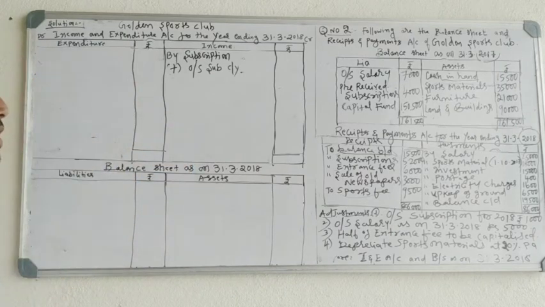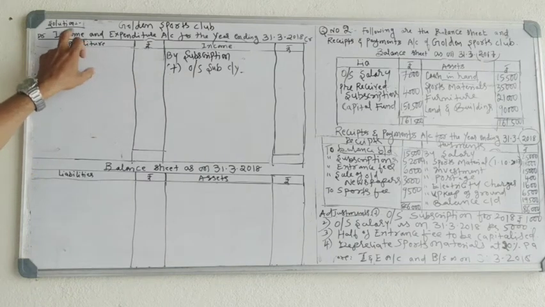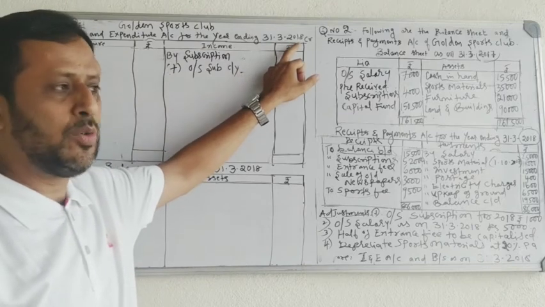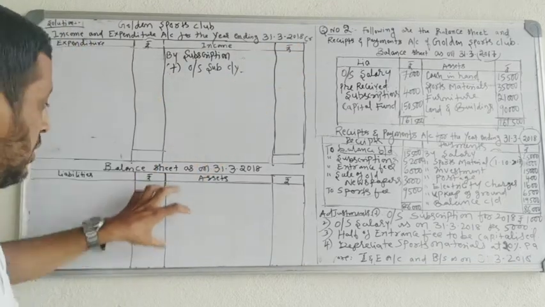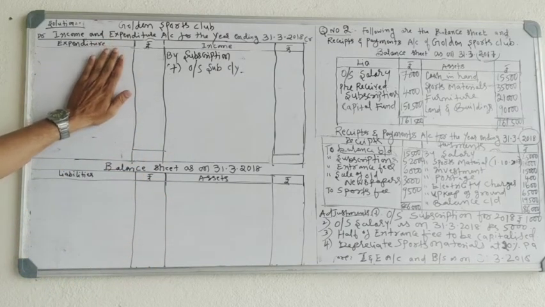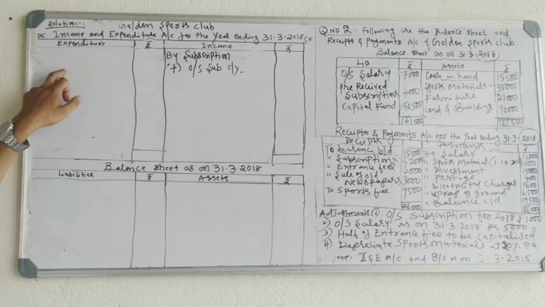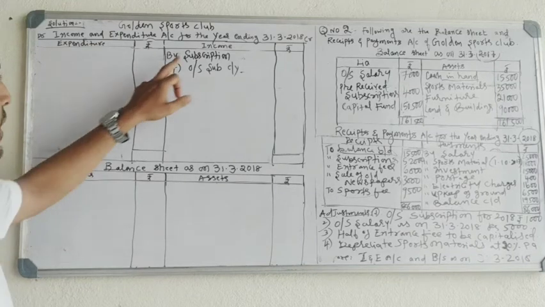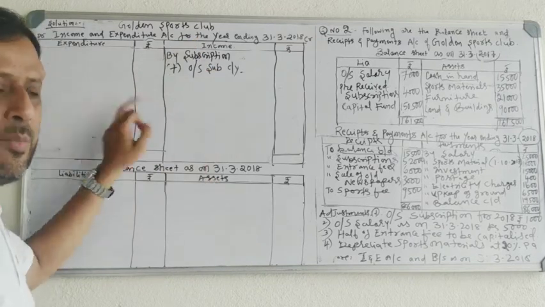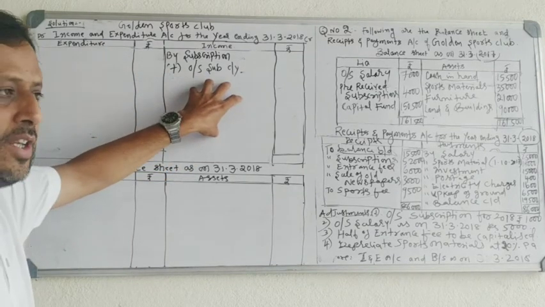Okay. Now we will solve the problem. To solve the problem, your answer is income and expenditure account for the year ending 31/3/2018. Current year income and expenditure account and current year balance sheet you have to prepare. So in income and expenditure account, debit side you have expenditures, only revenue expenditures you have to record. Credit side you have income, only revenue incomes you have to record. As per the rule of nominal account, debit all expenses and losses, credit all incomes and gains.